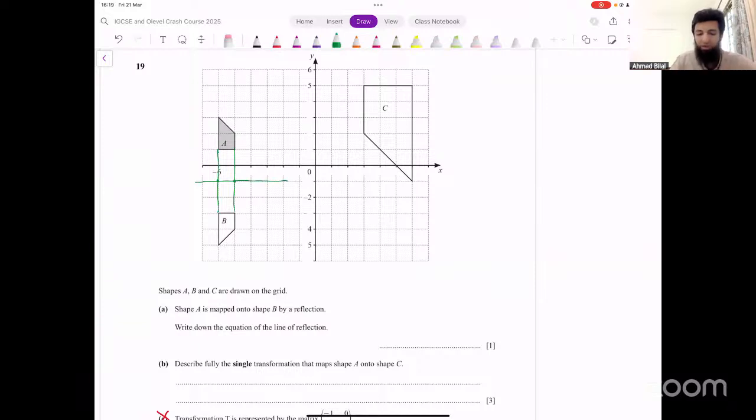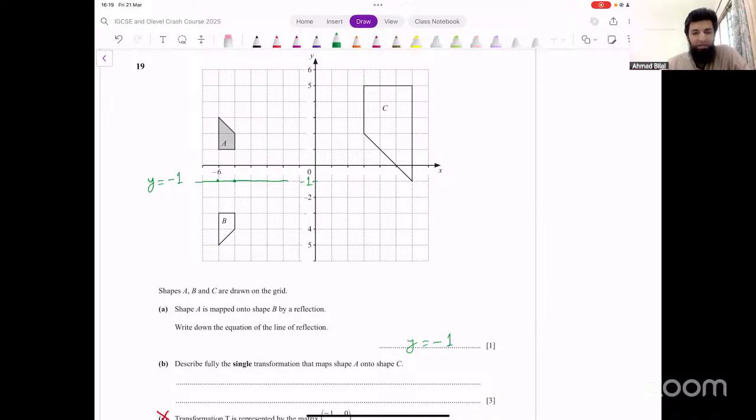Right? Join corresponding points and mark their midpoints. And the line that passes through the midpoints, that's the line of reflection. What's the equation of this line? It's a horizontal line. If horizontal lines are of the form y equals some constant, what's that number? That's -1. The line of reflection is y equals -1 here.